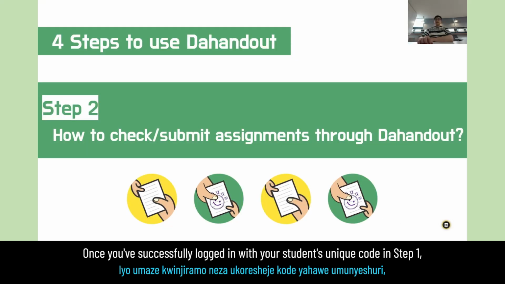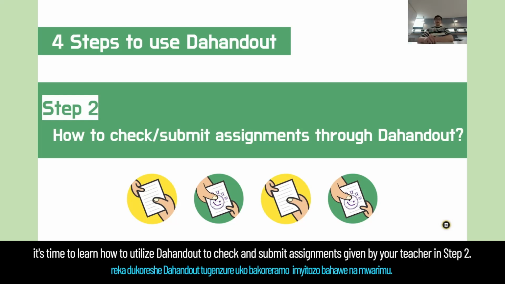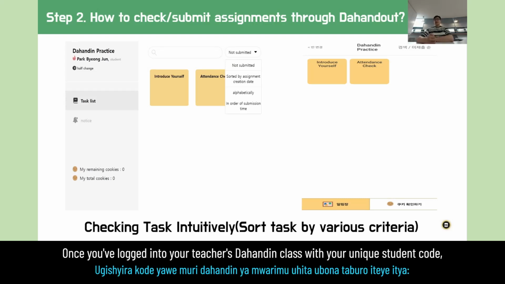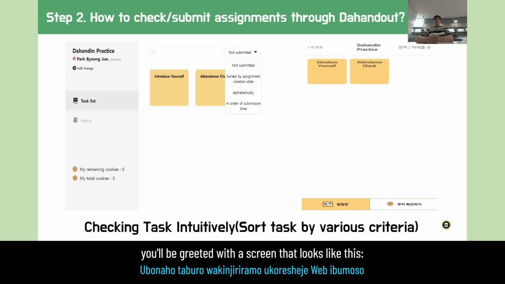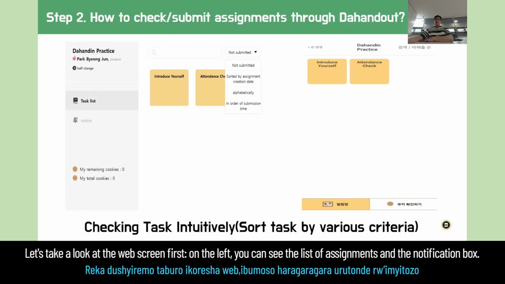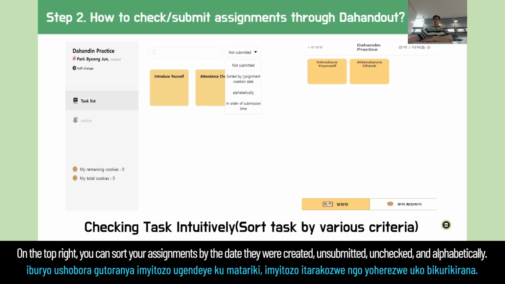Once you've successfully logged in with your unique student code in step 1, it's time to learn how to utilize Dahandout to check and submit assignments given by your teacher in step 2. Once you have logged into your teacher's Dahandin class with your unique student code, you will be greeted with a screen that looks like this: the web-based screen on the left and the mobile phone application screen on the right. Let's take a look at the web screen first. On the left, you can see the list of assignments and the notification box. On the top right, you can sort your assignments by the date they were created, unsubmitted, unchecked, and alphabetically.